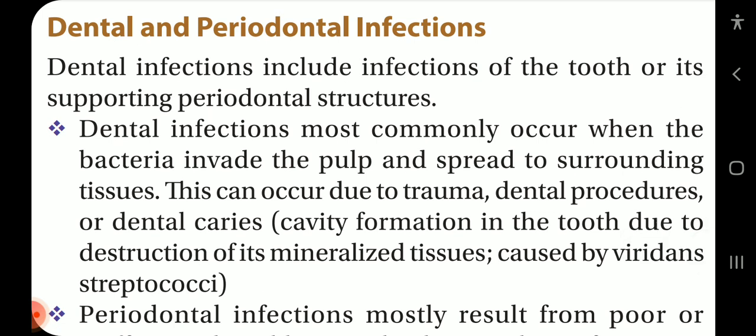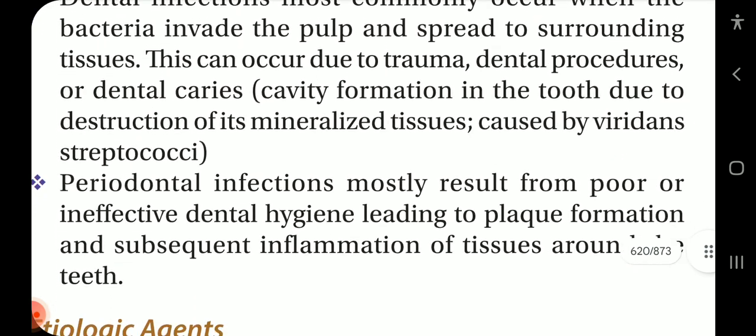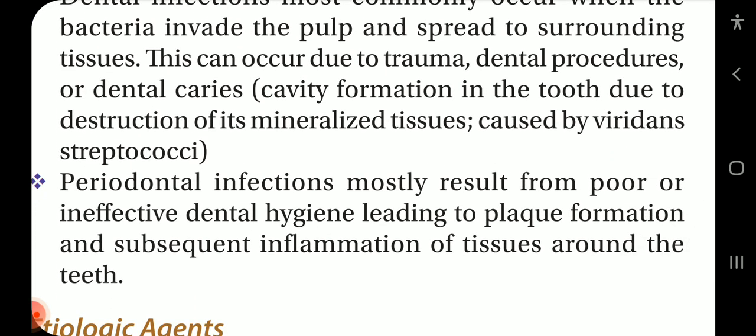Dental and periodontal infections. Dental infections include infection of the tooth or the supporting periodontal structures. Dental infection more commonly occurs when bacteria invade the pulp and spread to the surrounding tissues. This can occur due to trauma, dental procedures or dental caries, which is cavity formation in the tooth due to destruction of its mineralized tissues caused by virulent streptococci. Periodontal infection mostly results from poor or ineffective dental hygiene, leading to plaque formation and subsequent inflammation of the tissues around the teeth.